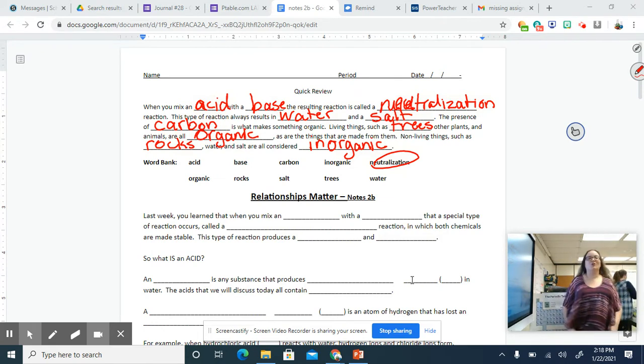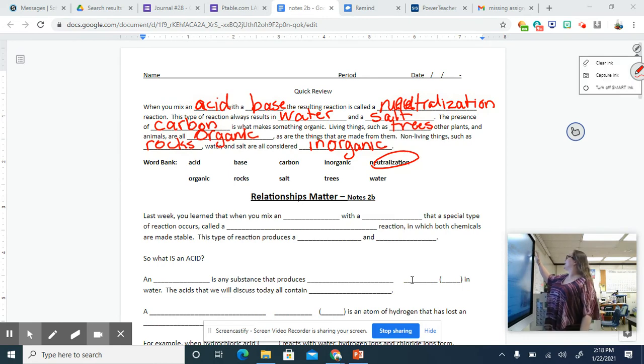Okay, we did that fast enough. Don't even have to pause. All right, I'm clearing that. So if you need it, pause it right now because I'm erasing it.